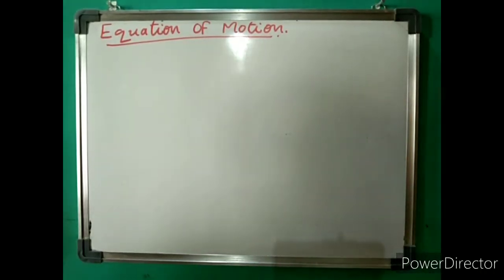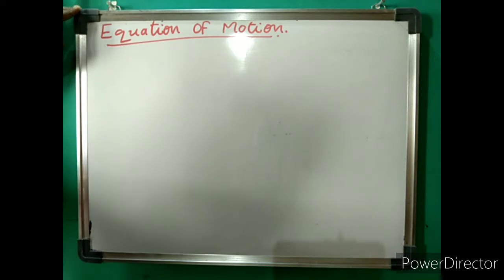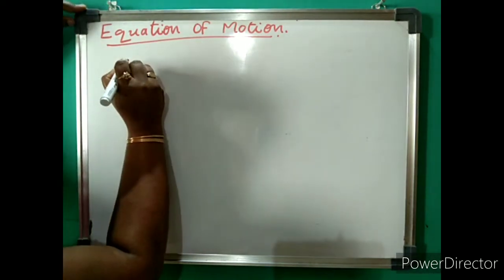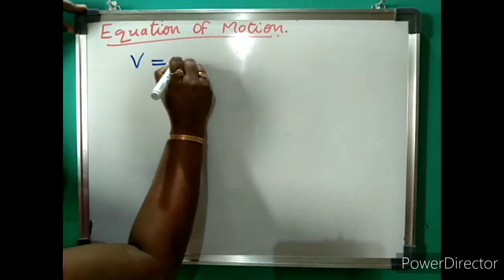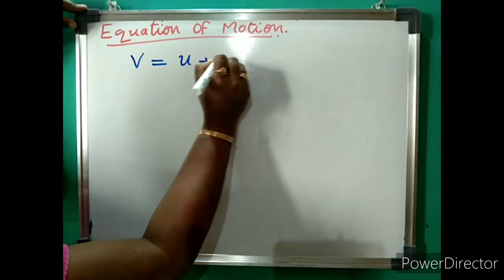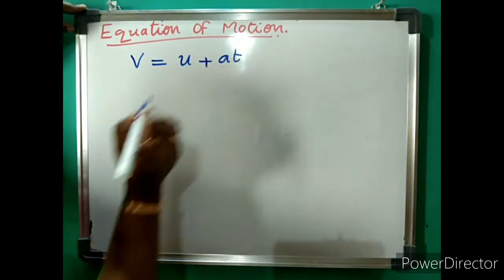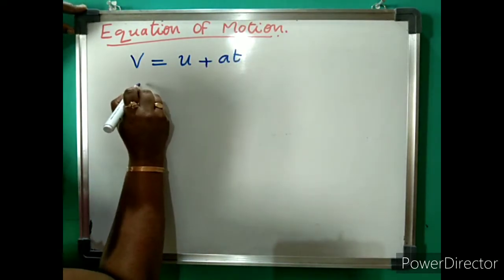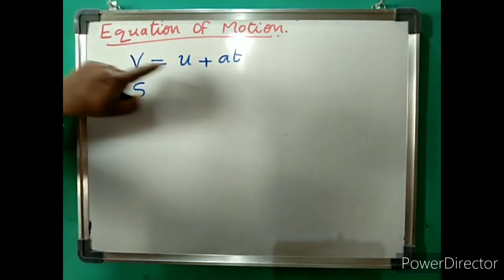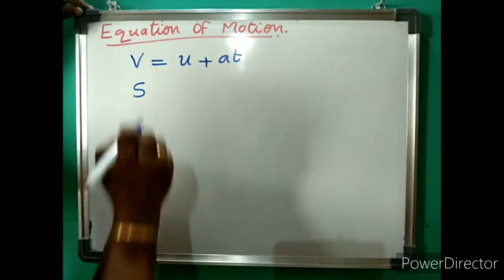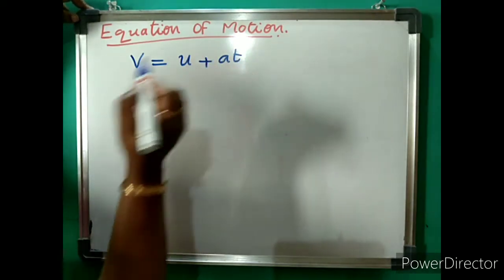Good morning, students. Today we are going to derive the equations of motion. There are mainly three equations. The first equation is V equal to U plus AT. This is the equation connecting velocity and time, the velocity time relation: V is equal to U plus AT.